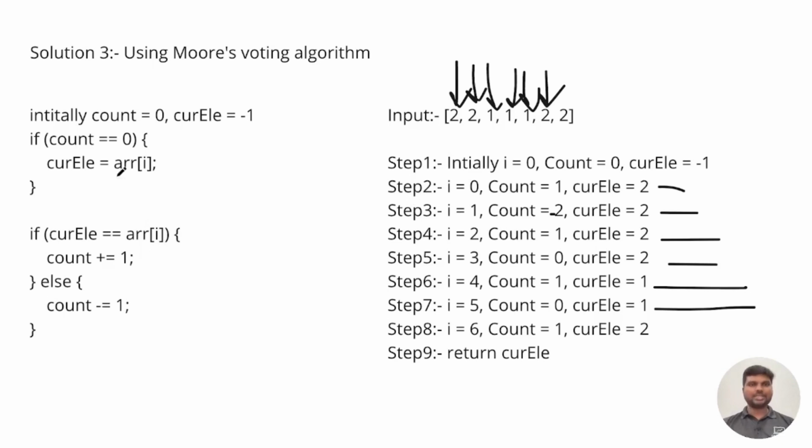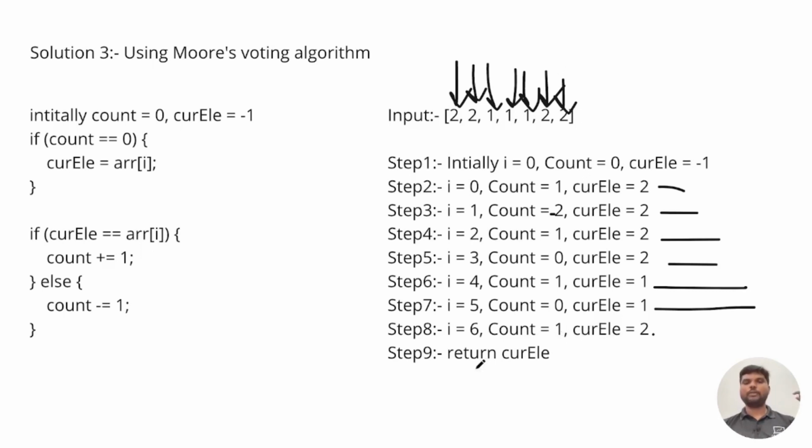In the next iteration we will again check if count is 0. Well, the count is now 0, so we will set current element with array of I. Okay, so current element now becomes 2. Then we will go to this if condition. We will check whether the current element is equal to array of I. Well, that's the case. Then we will increment the count, so the count becomes 1. Okay, so in the last iteration of our for loop, the current element becomes 2 and count becomes 1.